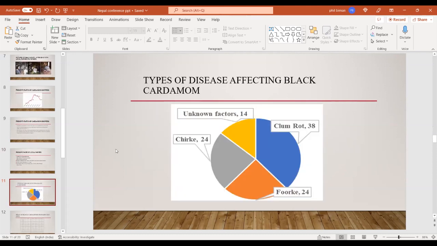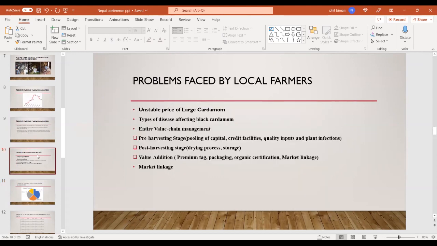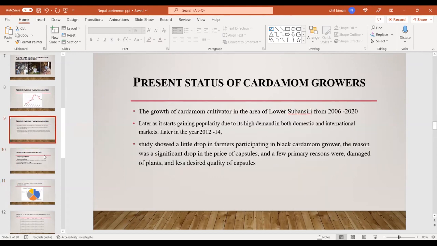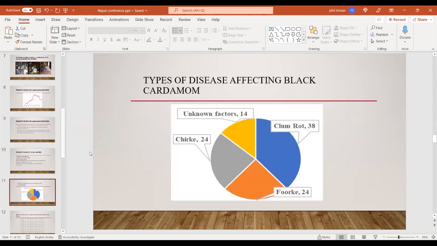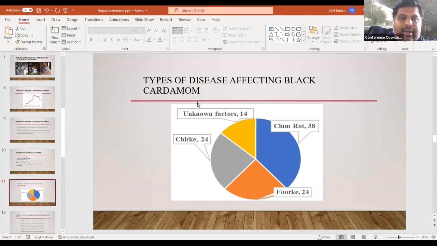And then we have some other data that slowed the participation of these farmers. That is, not getting quality inputs, like the capsules or plants, and especially lack of knowledge about the plant. They are completely impacted.